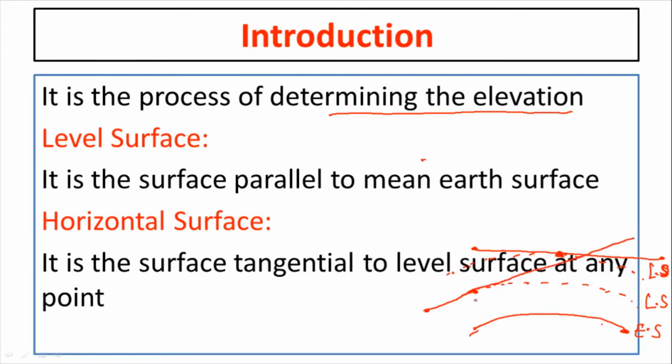So if you stand at this point, this will be your level surface and this will be your horizontal surface. Now you take different points on the level surface, you will get a different tangential surface, that means a different horizontal surface. So at each point on the level surface, one horizontal surface exists.